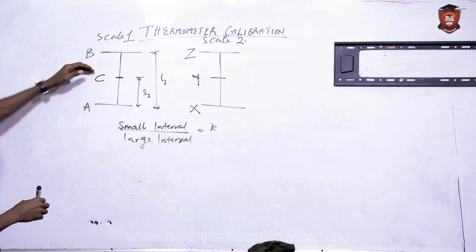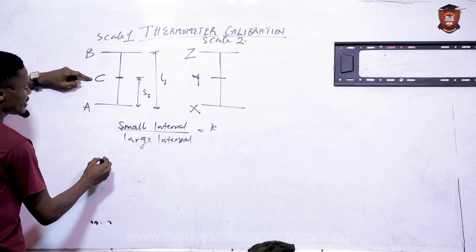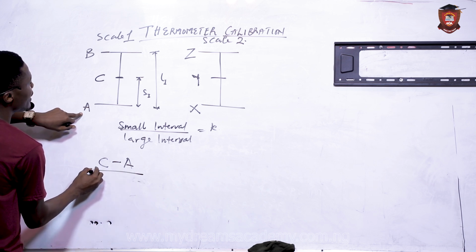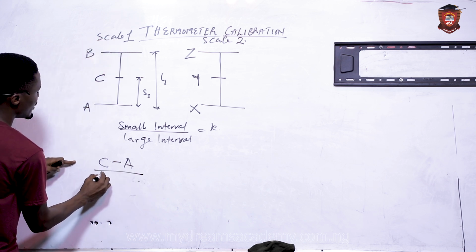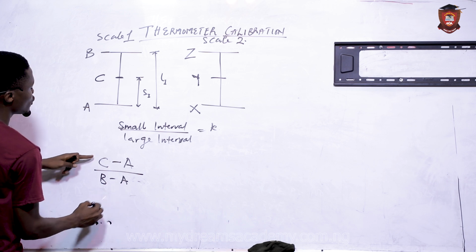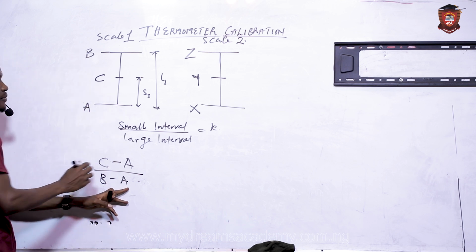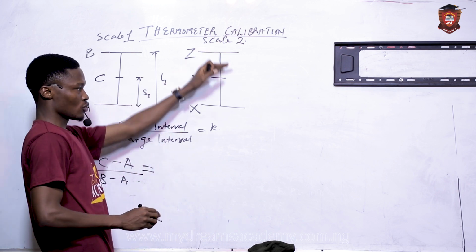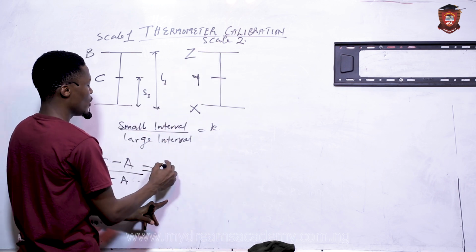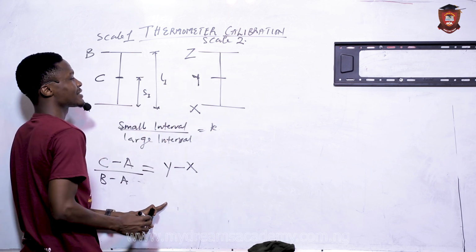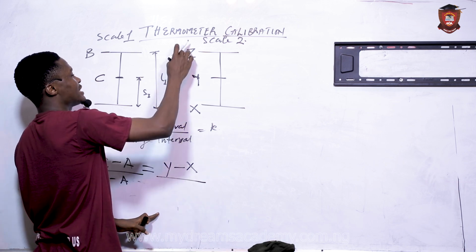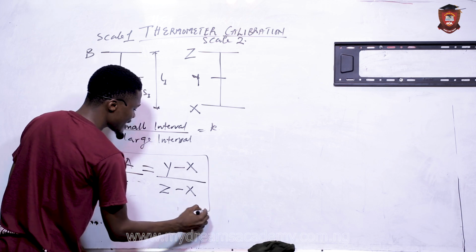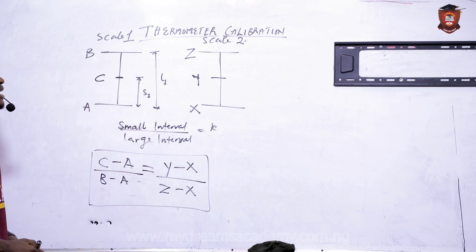So what do we do? What is my small interval here? C is a value, so I will say C minus A. That is my small interval, divided by my large interval, which is B minus A. This is going to be equal to, and we do the same thing here. What is my small interval? Y minus X, all over my large interval here, which is Z minus X. And with this, I have gotten a method.